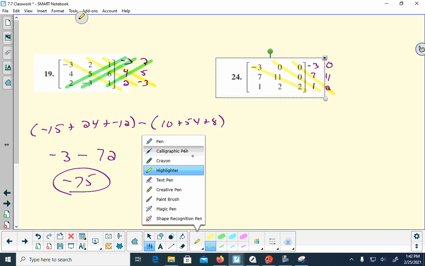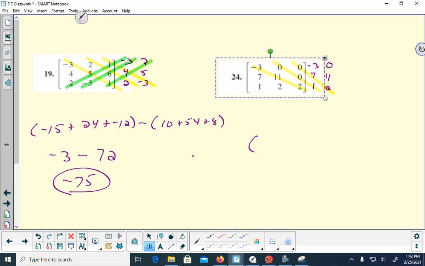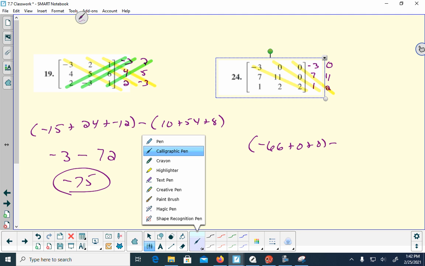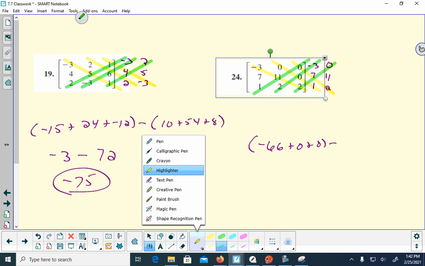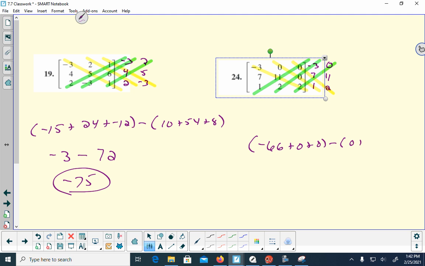And so when I do that, I'm going to have negative 66 plus 0 plus 0 minus, and then we're going to do the loops the other direction. Oh, look at that. They all have zeros. So that'll be 0 plus 0 plus 0. So I'm going to end up with negative 66. And I would probably take the time to check both of those on my calculator.